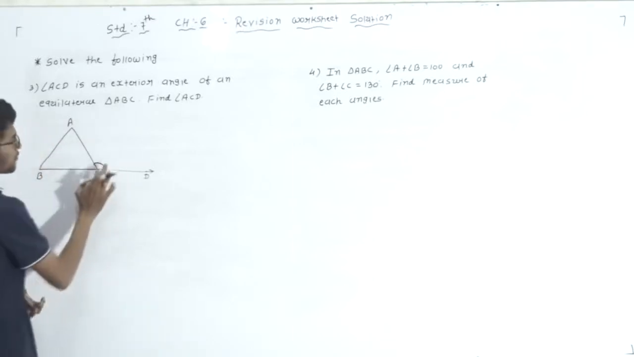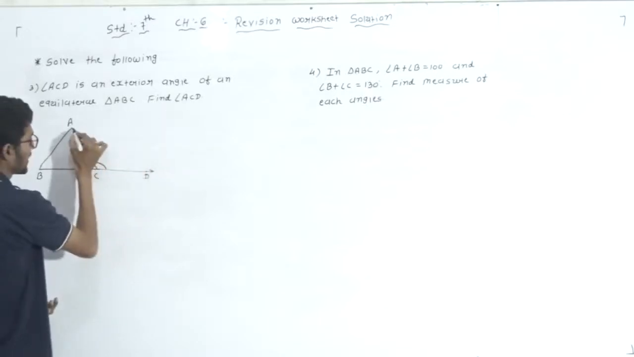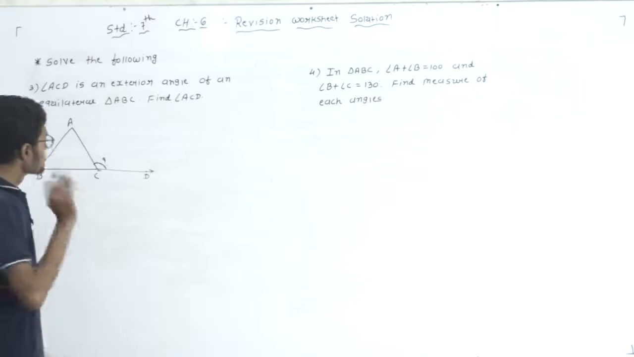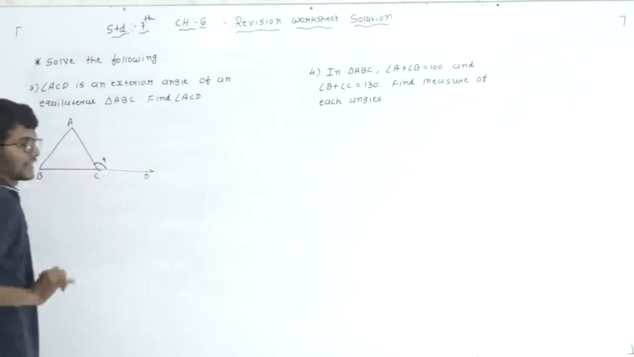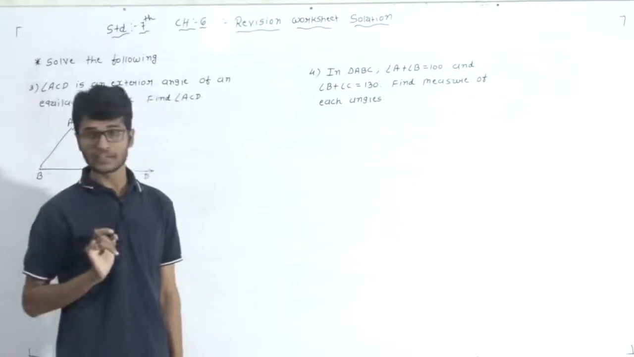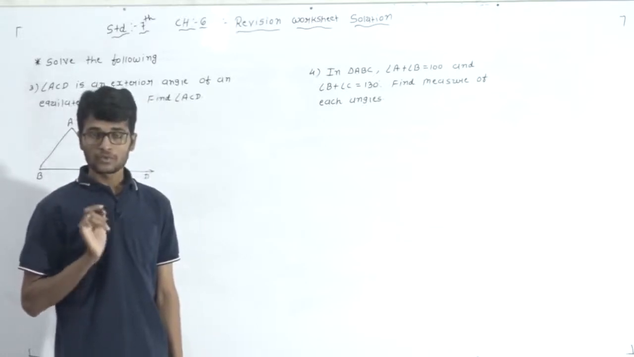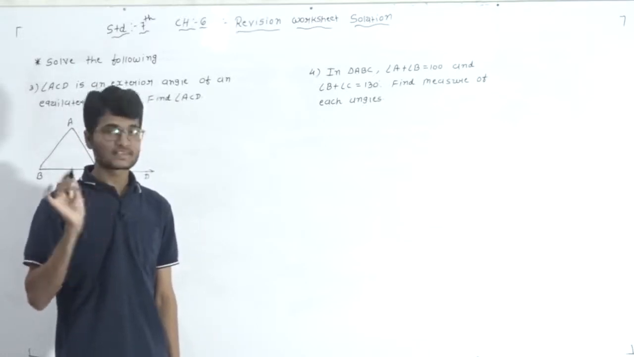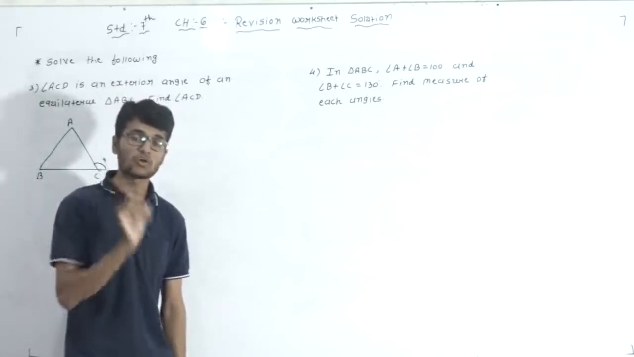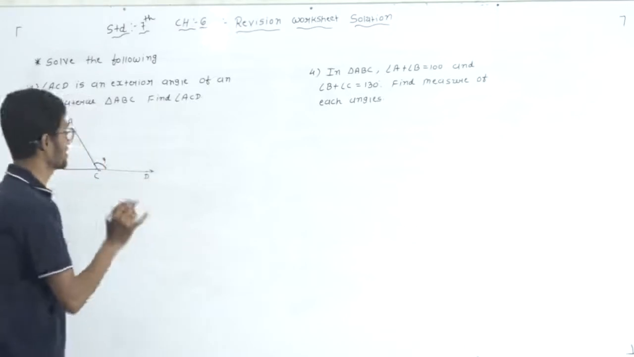We have to find the angle of this. Find the angle ACD. It means these angles we have to find. But this one is the equilateral triangle. Now in an equilateral triangle, all the angles are 60 degrees. All the sides are the same, and all the angles are also the same. It means all the angles are 60 degrees, 60 degrees, 60 degrees.